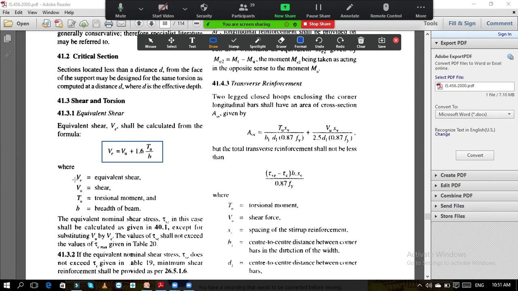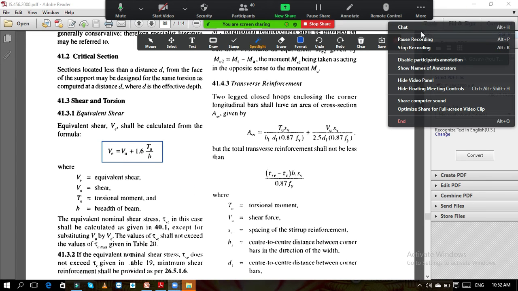Each and every term is given below. What is tau V? If you see at the bottom, each and every term is given: what is VE, what is VU, what is TU, and what is B. Also, the equivalent nominal shear stress tau V shall be calculated from clause 41.4, and from table number 19 also. Everything is given here if you read this carefully, whatever I have told you just now.